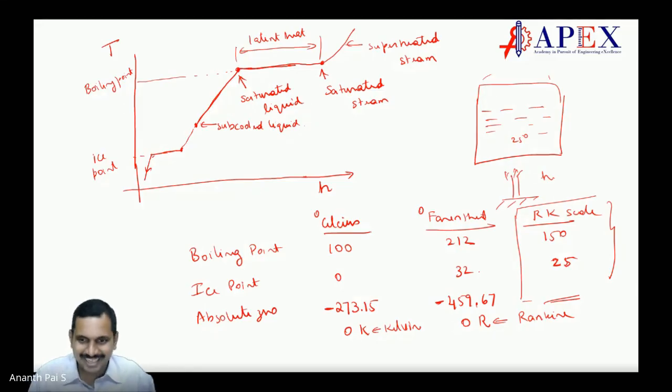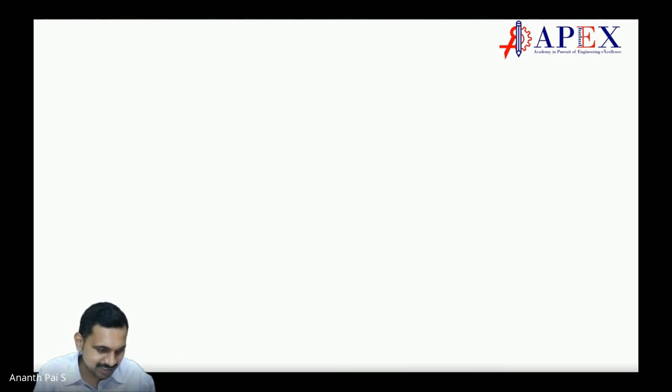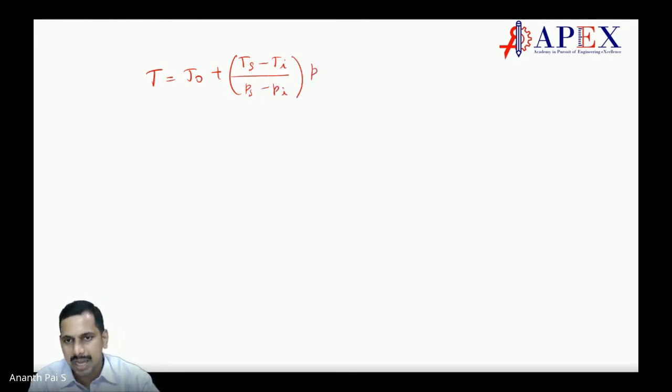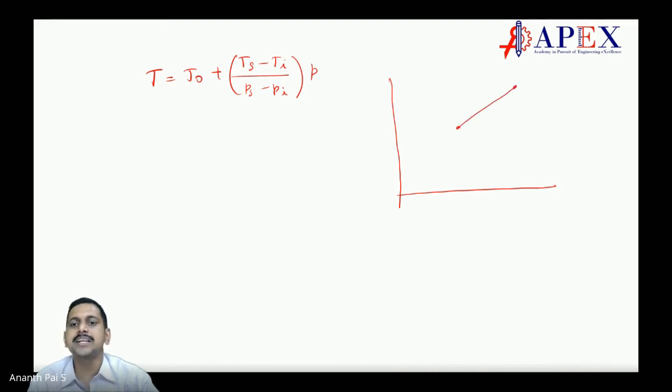Let us check it out. Now let us check it out in the RK scale. How does this come? What should we do? We know T is equal to T naught plus (Ts minus Ti) divided by (Ps minus Pi) into P. Now in the RK scale, what is the slope, Ts minus Ti over Ps minus Pi? It is the slope, is it not?